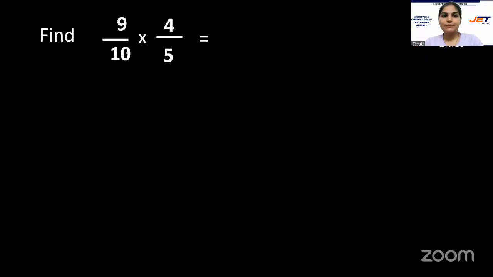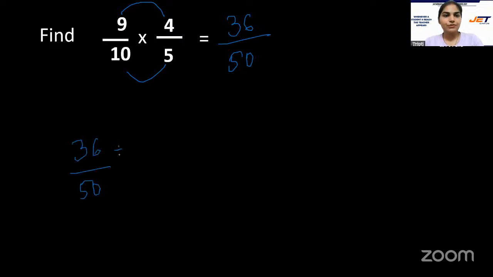Nine by 10 times 4 by 5. Numerator times numerator, denominator times denominator. 9 times 4 is 36. 10 times 5 is 50. 36 by 50. You can also reduce this fraction. If it's 36 over 50, you can also reduce this fraction. Means simplify.